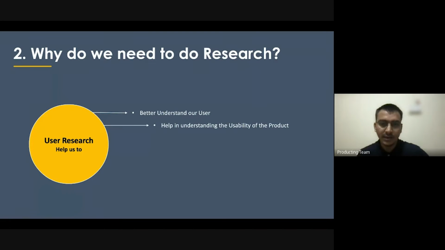It will help in understanding the usability of the product, right? When you do a usability test, you will understand how usable your product is. Are there any difficulties as far as usability is concerned in the product? That can also be found out using user research. And a better understanding of opportunities.